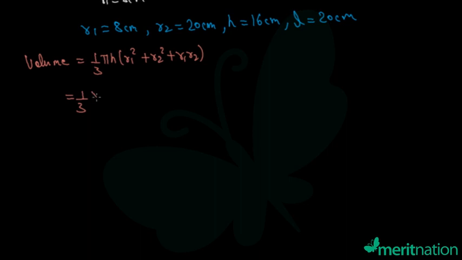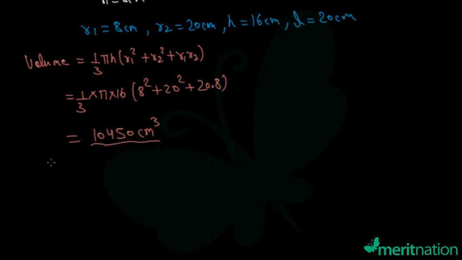1 by 3 into pi into h, that's 16, into (R1 square, 8 square, plus R2 square, 20 square, plus R1 R2, that's equal to 20 into 8). If you calculate this value, the volume would come out to be 10450 centimeters cube. This would be the volume of this frustum. Now the cost of milk that's given to us is per liter. So I'll convert this volume into liters. All you have to do, just divide this by 1000. So the volume is equal to 10.45 liters.